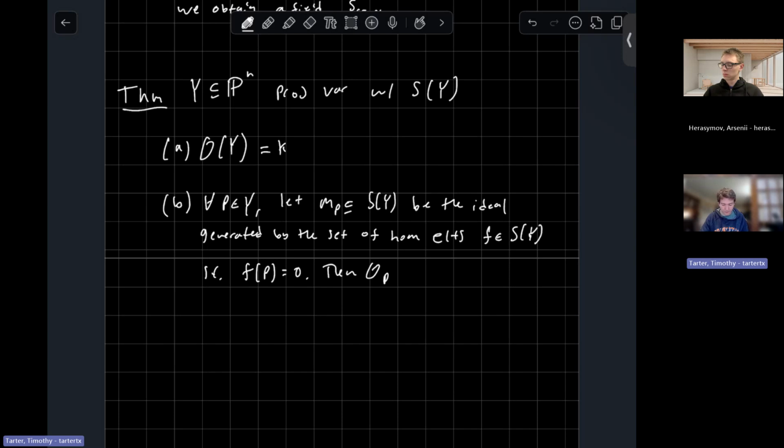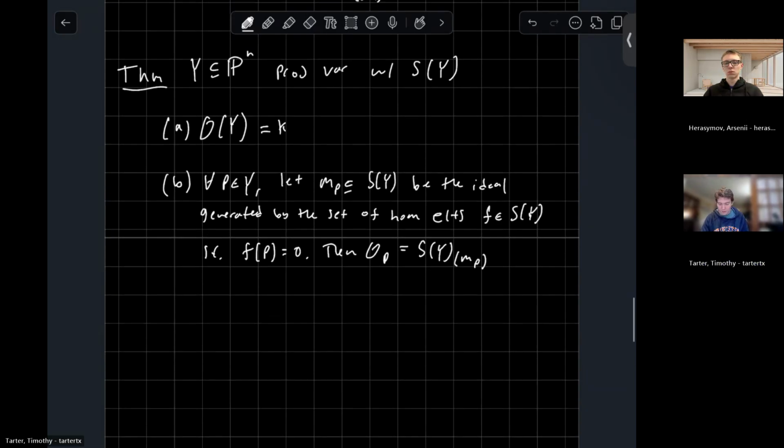Then the ring of regular functions localized at P is equal to the affine coordinate ring localized at the maximal ideal generated by the variety. The homogeneous function field of Y is isomorphic to S of Y localized at 0 field.